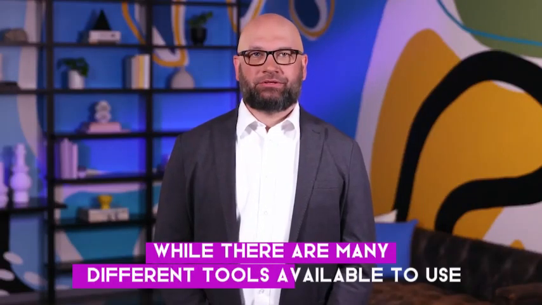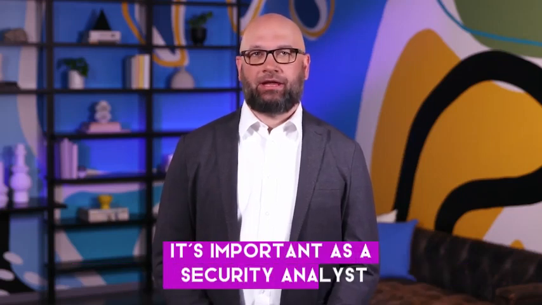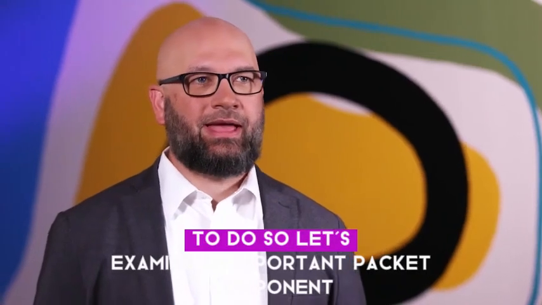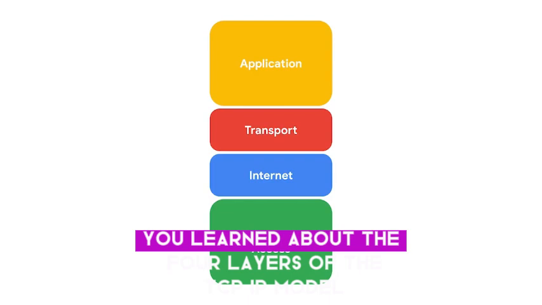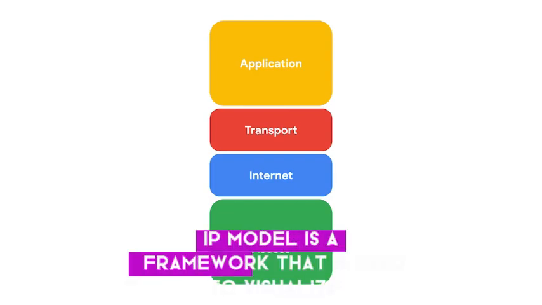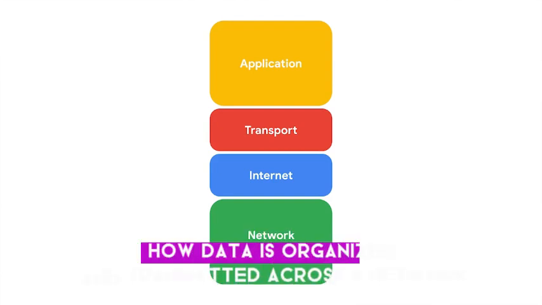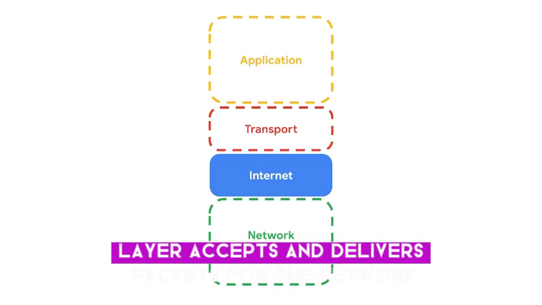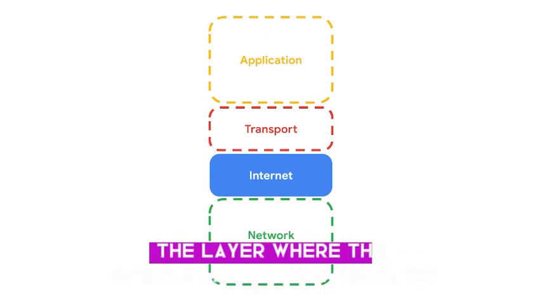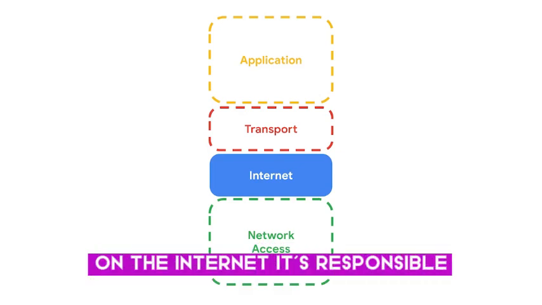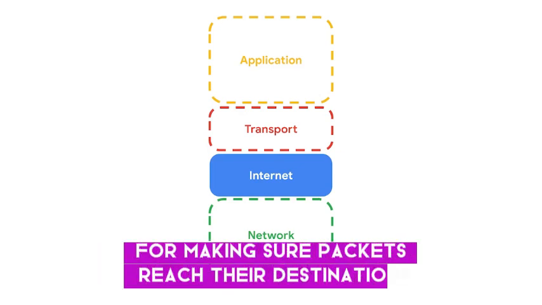While there are many different tools available to use, it's important as a security analyst that you learn how to read and analyze packets manually. To do so, let's examine an important packet component, IP headers. Previously, you learned about the 4 layers of the TCP/IP model. Remember, the TCP/IP model is a framework that is used to visualize how data is organized and transmitted across a network. The internet layer accepts and delivers packets for the network. It's also the layer where the Internet Protocol operates as the foundation for all communications on the Internet. It's responsible for making sure packets reach their destinations.